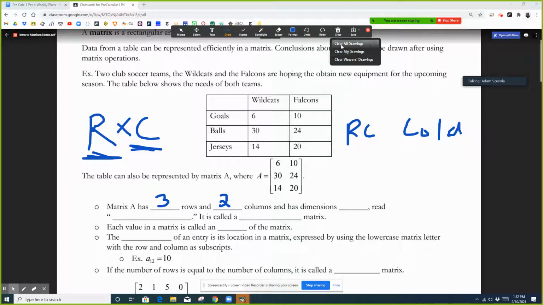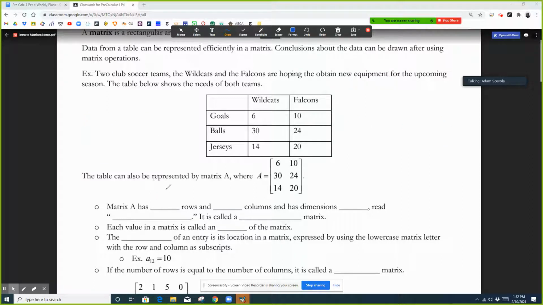So when it asks you to find the dimensions of a matrix, remember 3 rows, 2 columns, you're going to express it like this: 3 by 2. And it's read like this: 3 by 2. So you actually write it out, but that's how you say it out loud. You don't say 3 times 2. You say 3 by 2. So that's a 3 by 2 matrix.